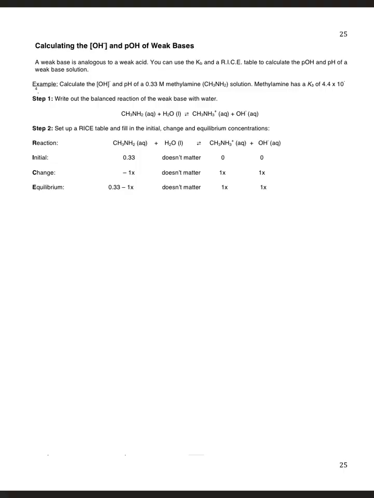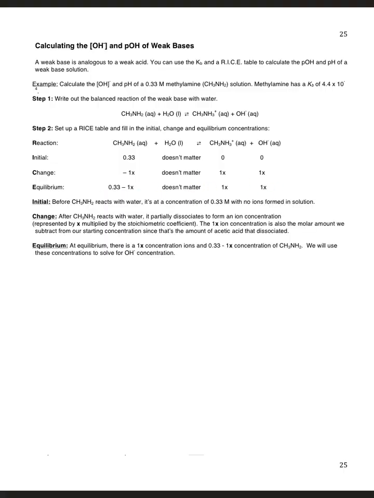Next, set up the RICE table the same way that we did before with the weak acid. Start with the initial concentration of the weak base. The concentration of the products will be 0 at the beginning because there is no reaction yet. Then when it undergoes change, because the stoichiometric ratio is 1 to 1 to 1, the methylamine will change by negative x and the products will increase by 1x, and at equilibrium would be whatever is left over from the initial and the change. Here is the summary of the RICE table.